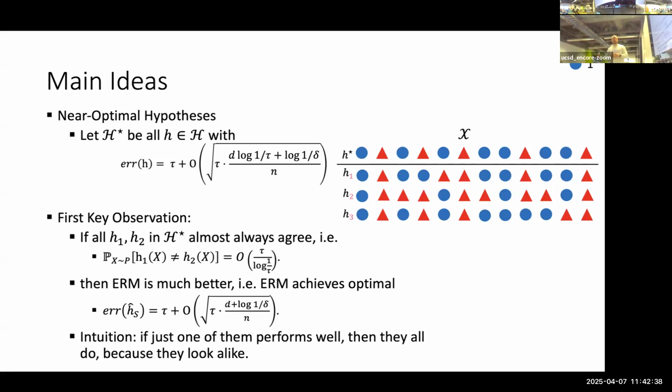That's kind of what it says. And the intuition is really that if you just have one of them that performs well, then because they look so much alike, they basically all perform well. That's the main intuition. So if they all basically make the same predictions, then you can just run ERM.